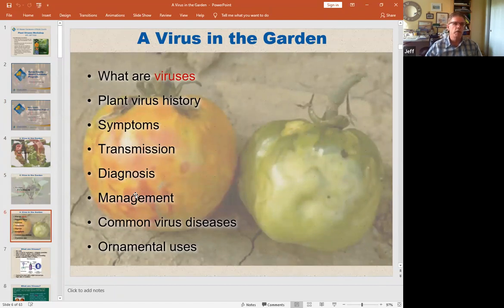But today, here's a little lineup of the steps we're going to go through in this talk. So what the heck are viruses? How did we find out that viruses exist? What do they look like in the plant? And if they were only in one plant, we wouldn't worry about them. But so how do they get around? How are they transmitted? How can you diagnose which virus you have, which is essential to providing information for management, how to control them or at least minimize their effects. I'll go through some common virus diseases. It's a good time for you to take a nap. A lot of the symptoms look similar, and there are some similar control strategies. And finally, strangely enough, some people use viruses for ornamental uses in plants around the home.